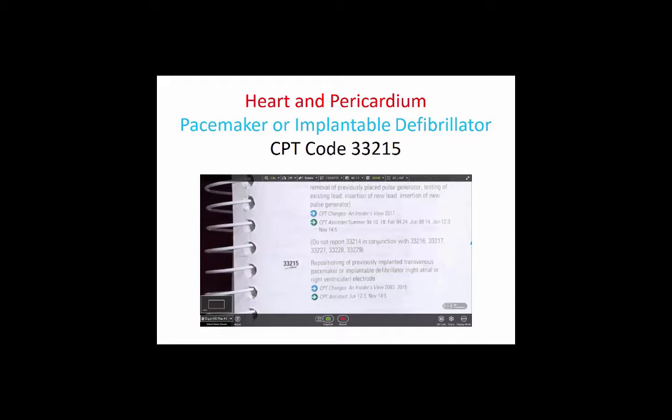As a reminder, when I'm showing you the code book, at the top in red, that is the part of the cardiovascular system that we are looking at, and in blue is the section of procedures on the heart or pericardium we're looking at.